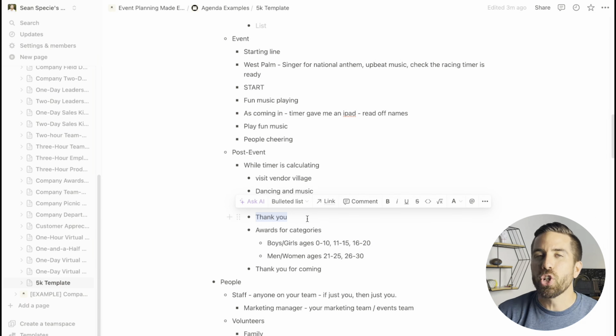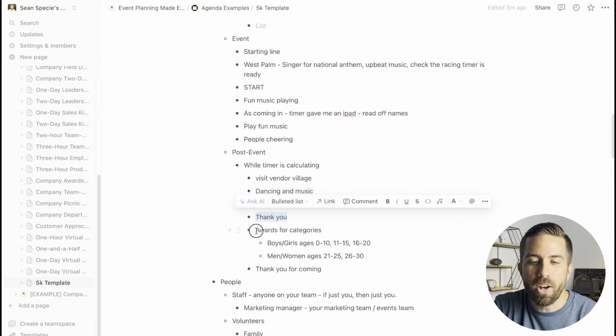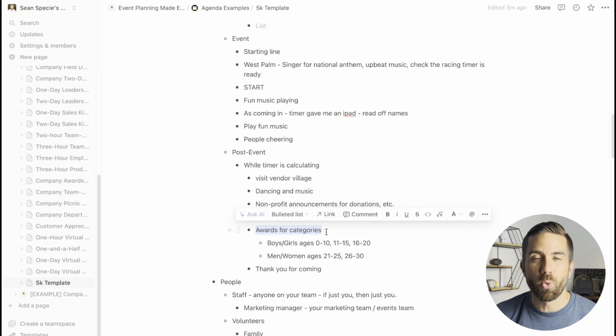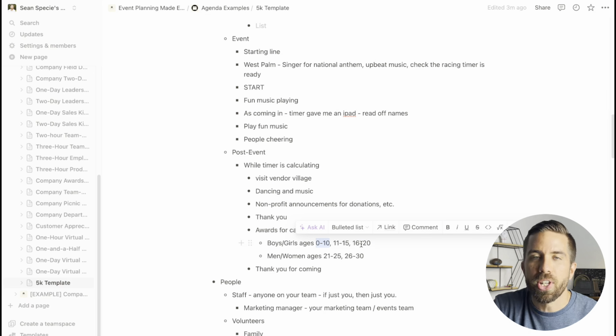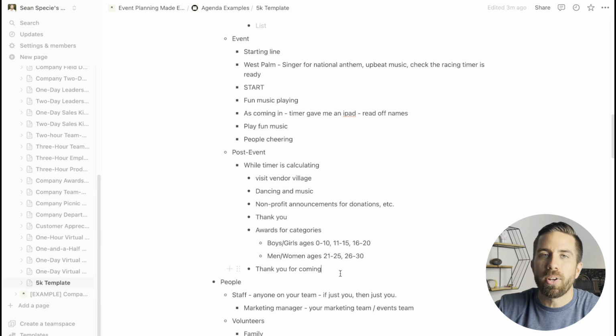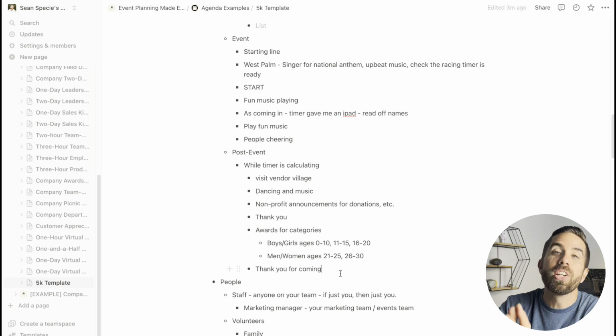And then finally, you should have an awards moment at the end of your 5K where you are giving out awards. So gold, silver, and bronze, maybe medals with your logo and the 5K race name. And you're giving those away for different men and women, boys and girls who cross the start finish line the fastest in their age group. So you can divide them up into ages 0 to 10, 11 to 15, 16 to 20, on and on and on. And then finally, to close out the post-event phase, you need to say thank you.